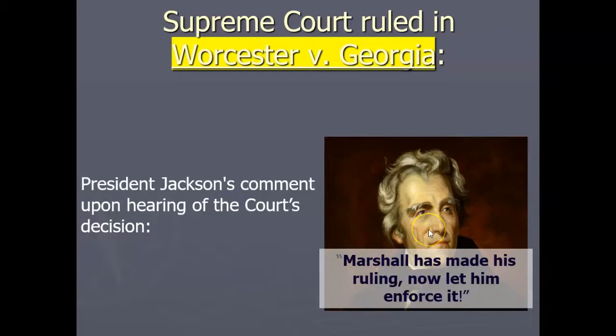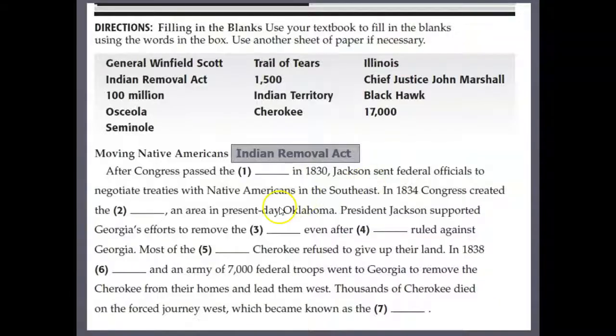Now why this is so aggravating is that the President of the United States, that is their job, is to enforce rulings of the court. Doesn't matter if he agrees with it or not, that's the way our government system is supposed to work. That is what's supposed to happen in checks and balances.